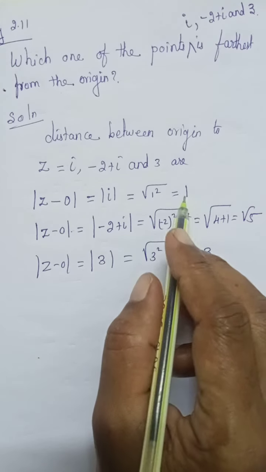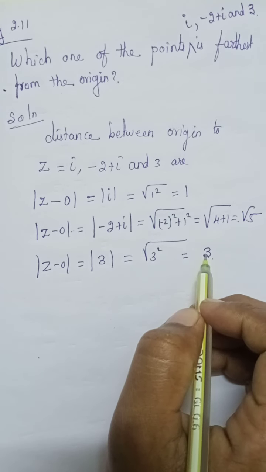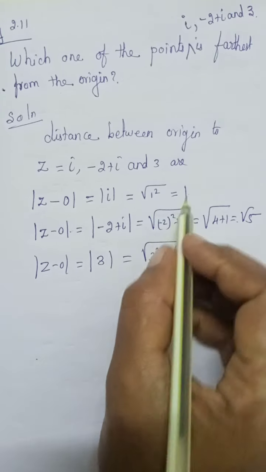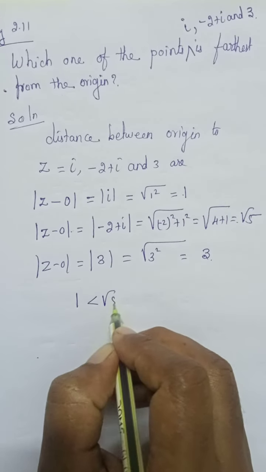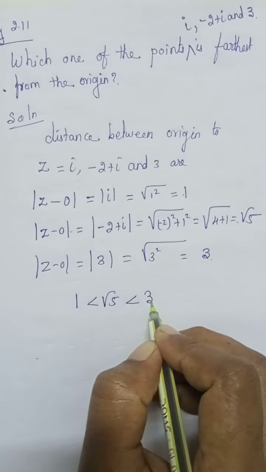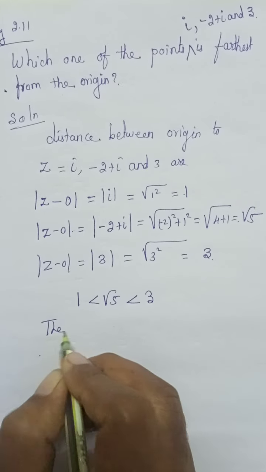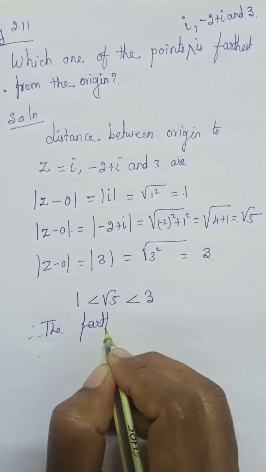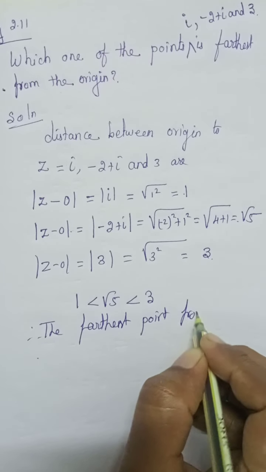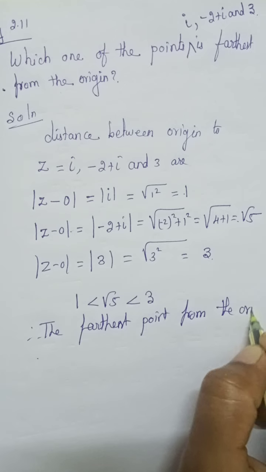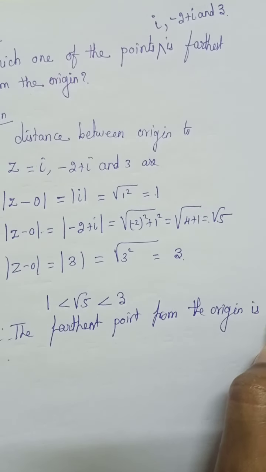So which point is the farthest? This root 5 may be 2 point some number, isn't it? So the greatest value is 3. The smallest is this one, the next is root 5 and the next is 3. Among these, the highest value is 3. Therefore, I can write, the farthest point from the origin is 3.